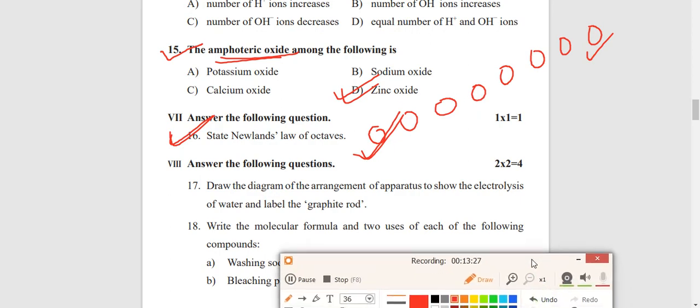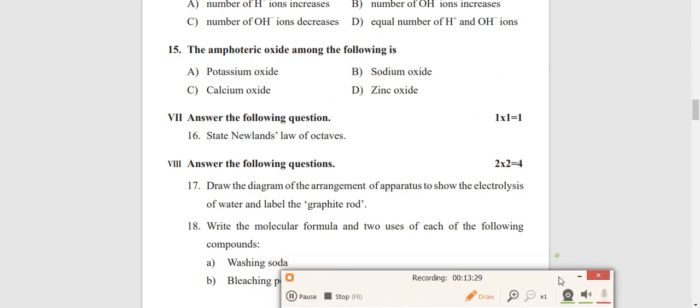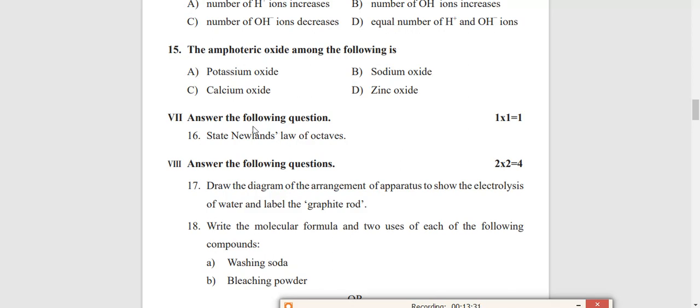Now let's come to the next question. You can see over there in the physics section, in this question, answer the following questions. Second mark questions: in physics they have given 2 questions carrying 1 mark, but over there in chemistry only 1 question is of 1 mark. Now we have the next question. In this we have 2 questions and each question carries 2 marks.